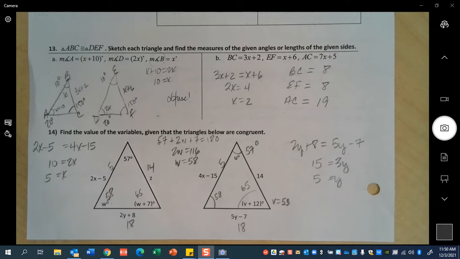My sides were a different X. I knew that BC and EF were corresponding sides, so I set them equal to each other, and for the sides, my X has a value of 2. So when I plugged it in, I got the distance from B to C is 8, and the distance from A to C is 19.